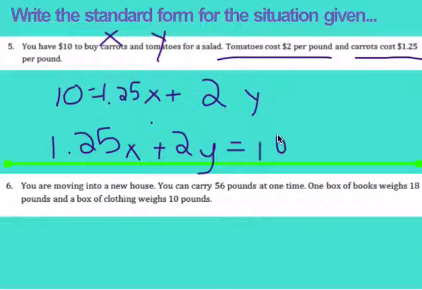Now let's take a look at number 6. You're moving into a new house. You can carry 56 pounds at a time. One box of books weighs 18 pounds and one box of clothing weighs 10 pounds.